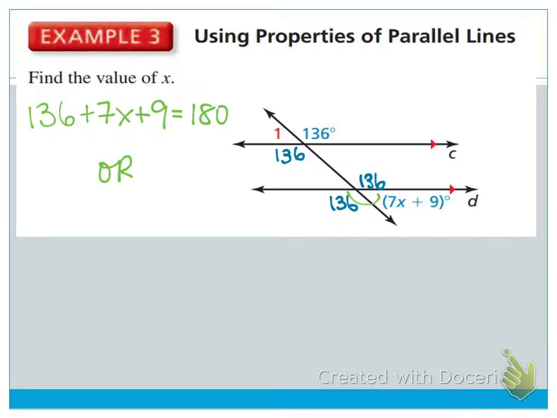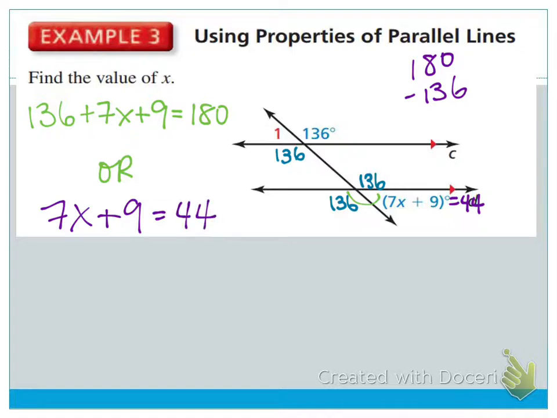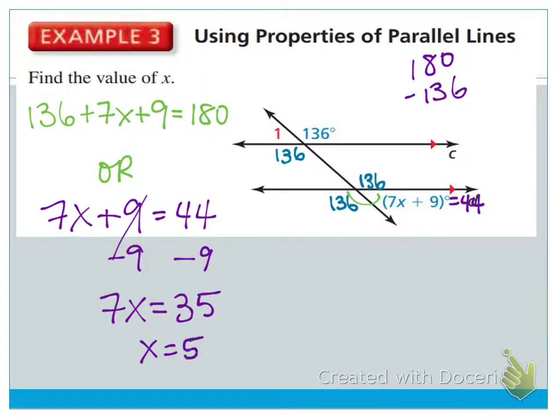Or option 2, how can I find out what 7x plus 9 does equal? 180 minus 136, which is 44. Which means all those remaining angles are 44 degrees. Subtract 9. 7x equals 35. So x is 5.